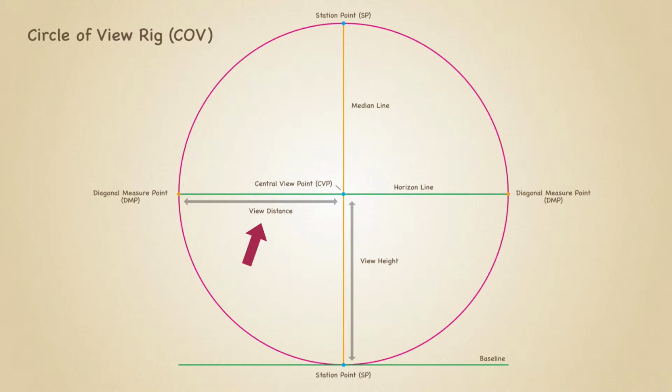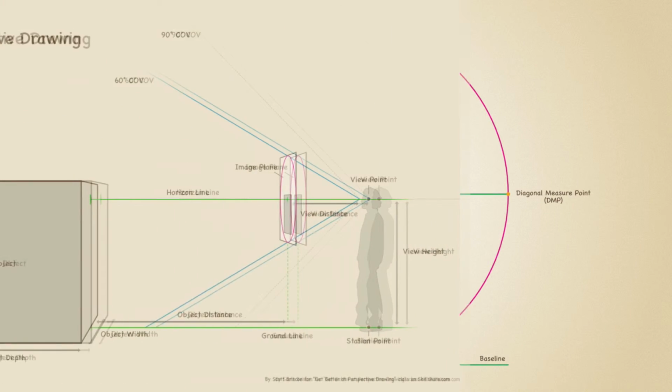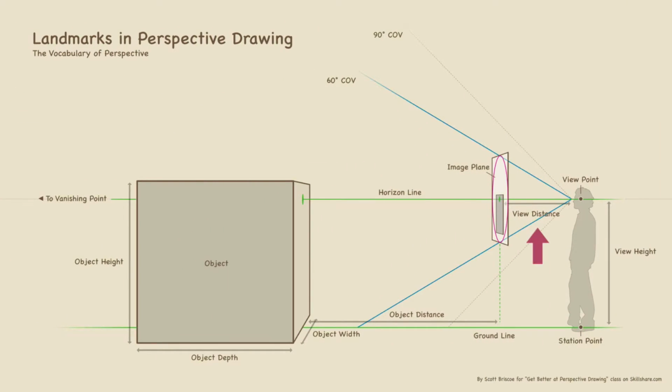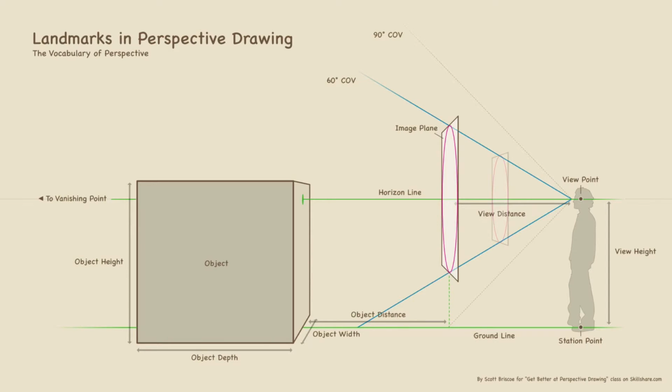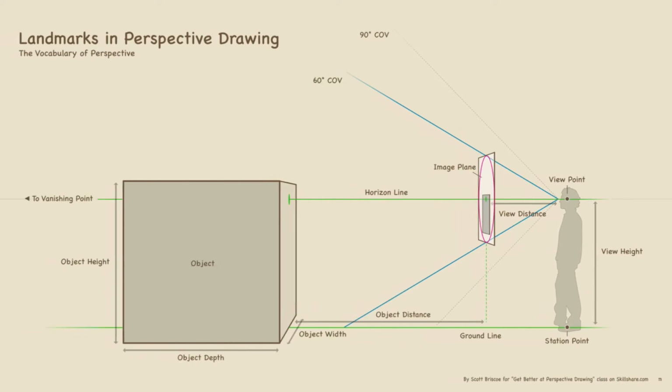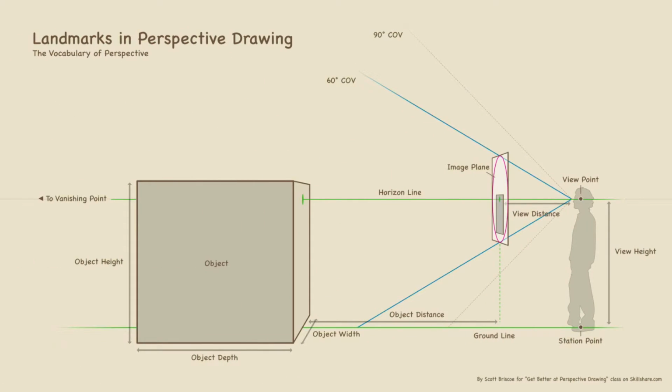What do I mean by view distance? The view distance is measured between the viewer and the image plane. The 90-degree COV is also located on the image plane. If my image plane were to be further away, my view distance would be longer and my 90-degree COV would be larger accordingly. My drawing is part of the image plane as well. For this reason, the image plane is often called the picture plane.